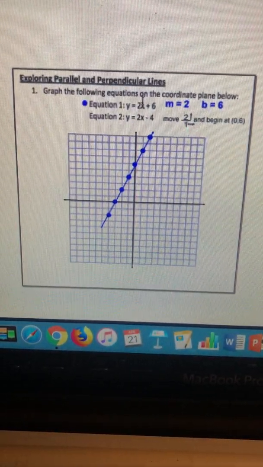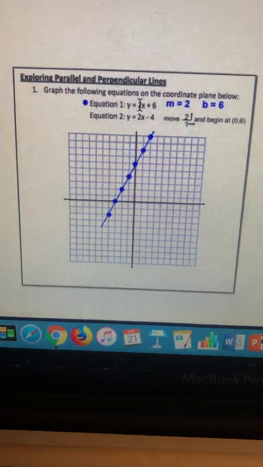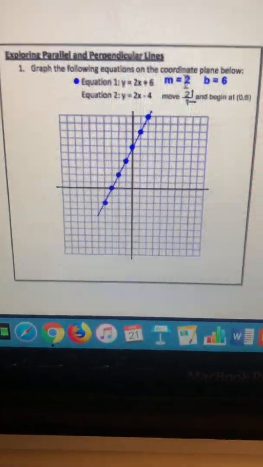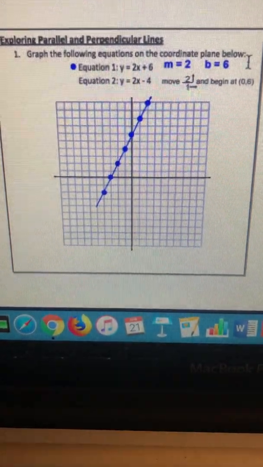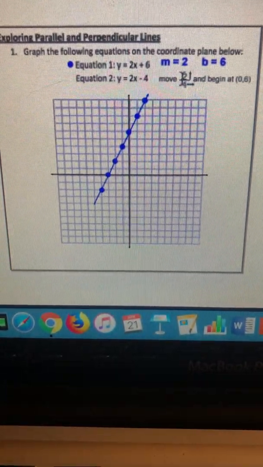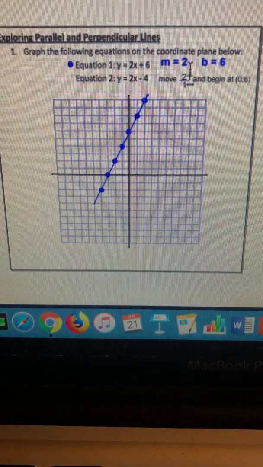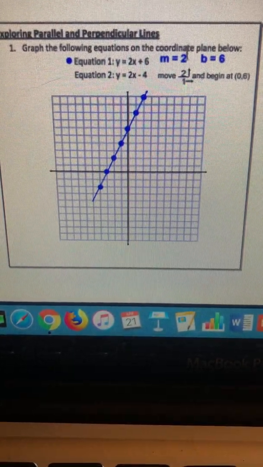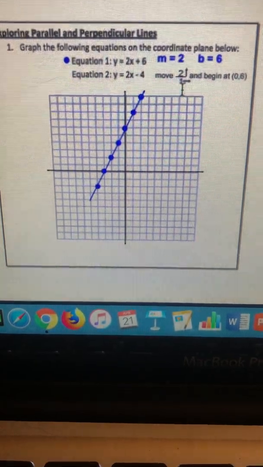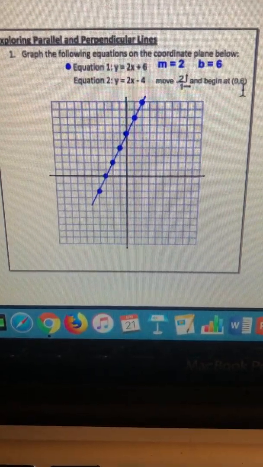So the m, remember, is always the number that's next to the x, so it would be 2. The b is always the number that's by itself, so it would be 6. And if our slope is 2, then that tells us we're going up 2 since it's positive. And we always run to the right 1 since it's a whole number. We can put it over 1. And we're going to begin at 0, 6.